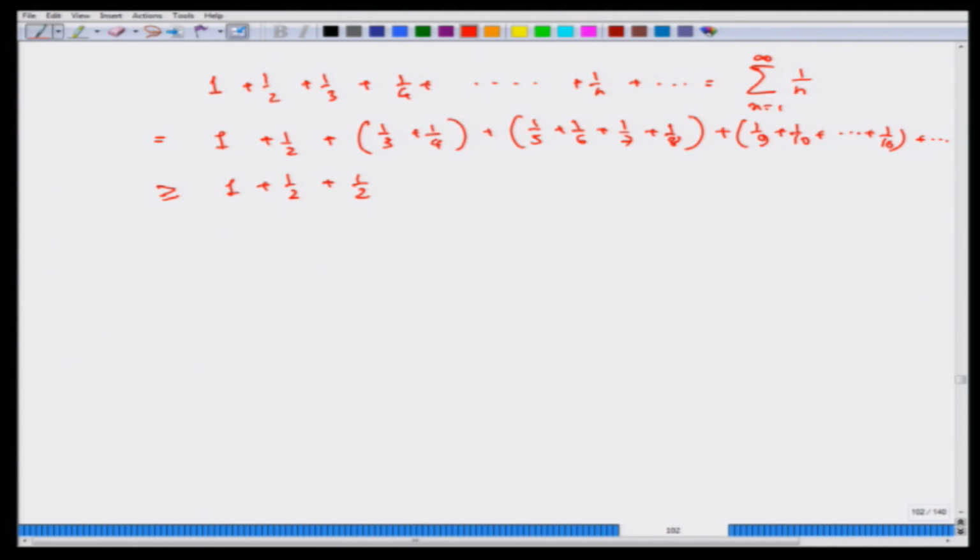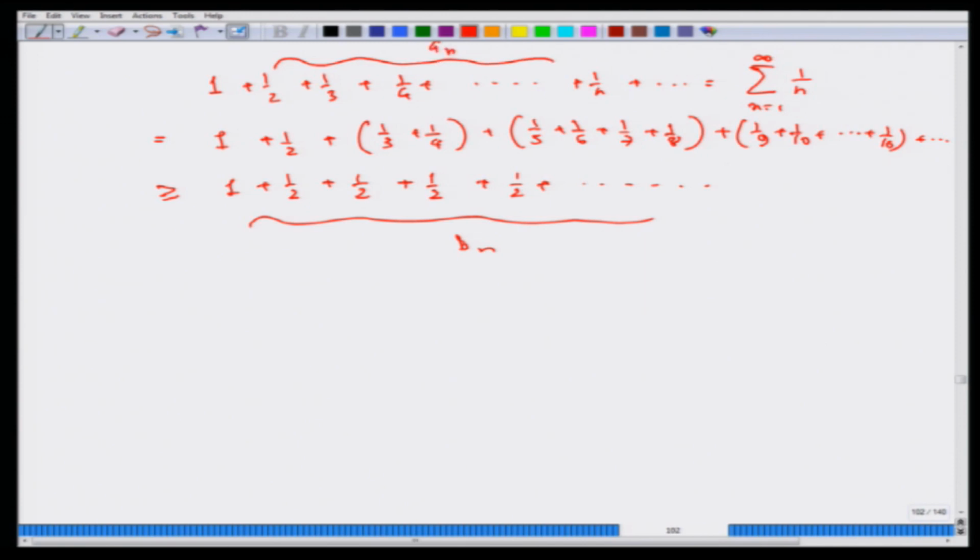1/5 is bigger than 1/8, 1/6 is bigger than 1/8, 1/7 is bigger than 1/8, and this is 1/8. So 4 times 1/8 is again half; this whole group is greater than half, and similarly the next group is also bigger than half. So this sequence 1 plus half plus half plus half plus half diverges because the sequence of partial sums is not bounded above, as a result of which we have a divergent series, which is b_n here, and my series was a_n here.